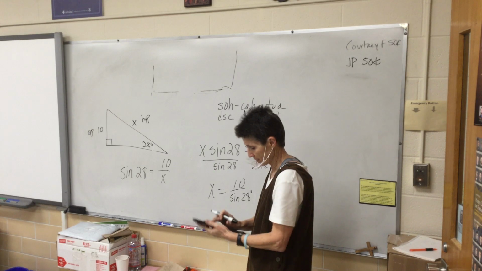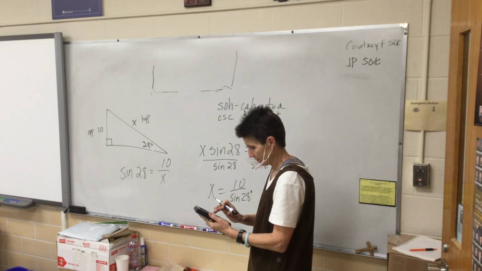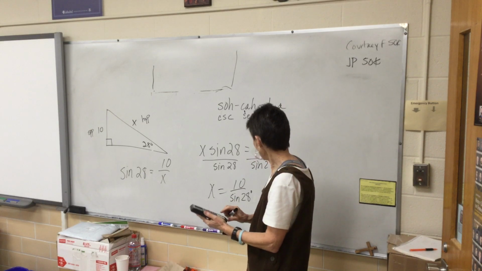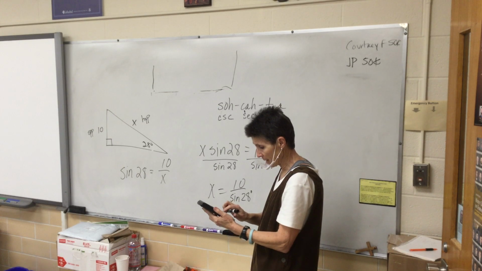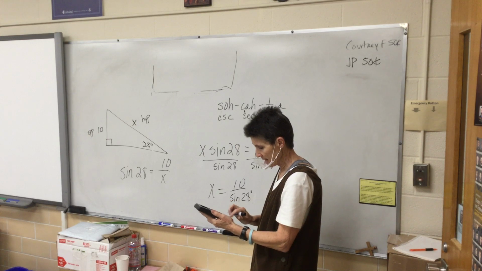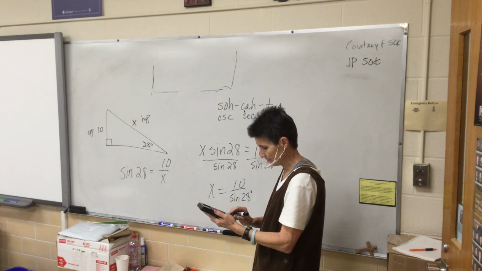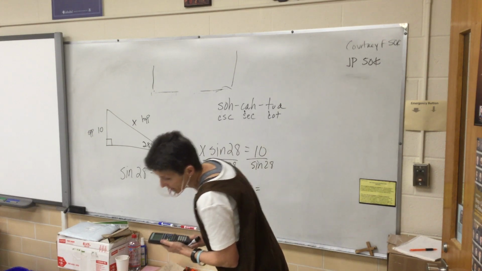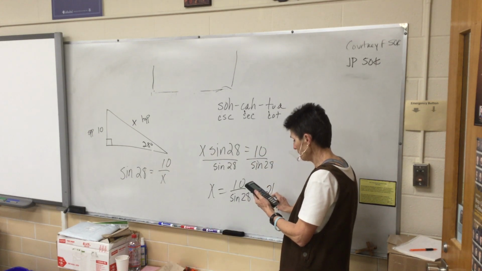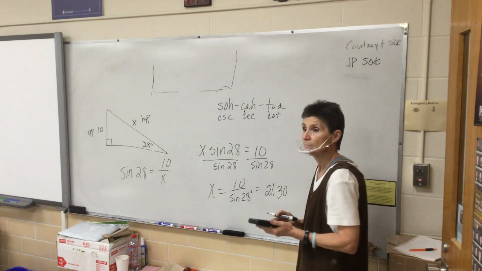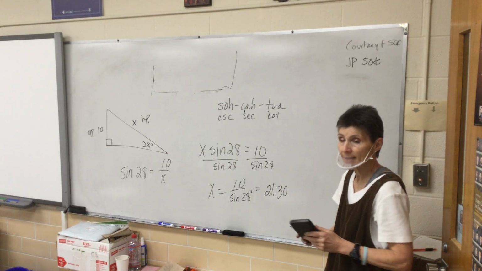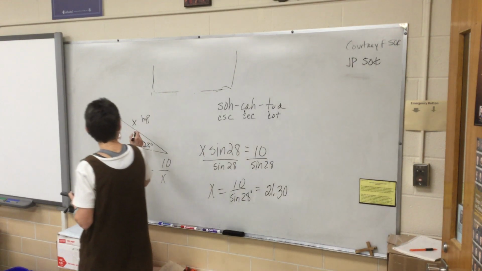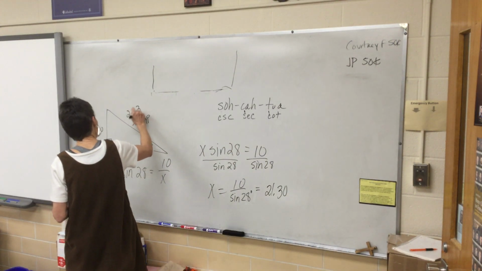And then type 10 divided by sine 28. Did you get 21.30 when you did 10 divided by sine 28? So the hypotenuse of this triangle is 21.30.